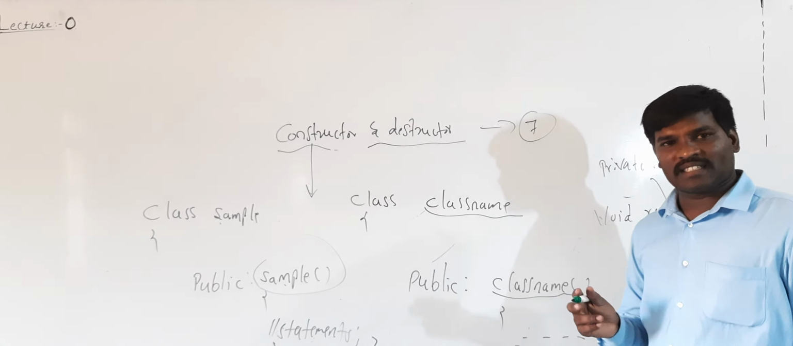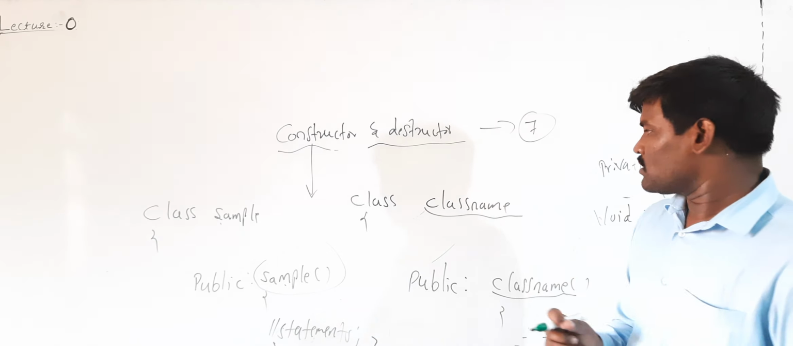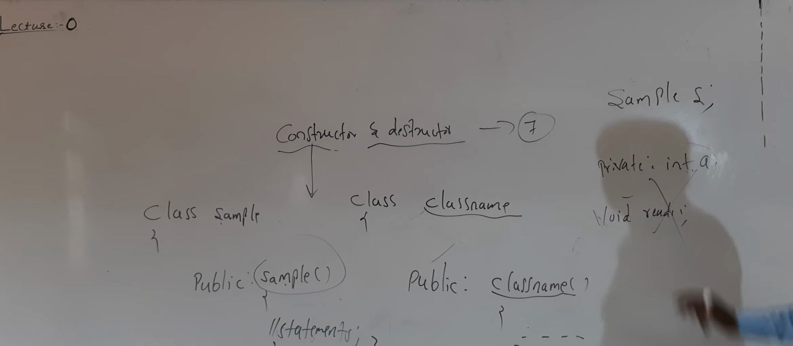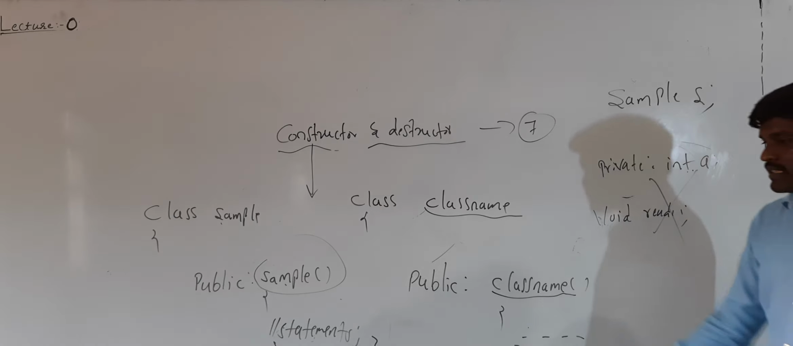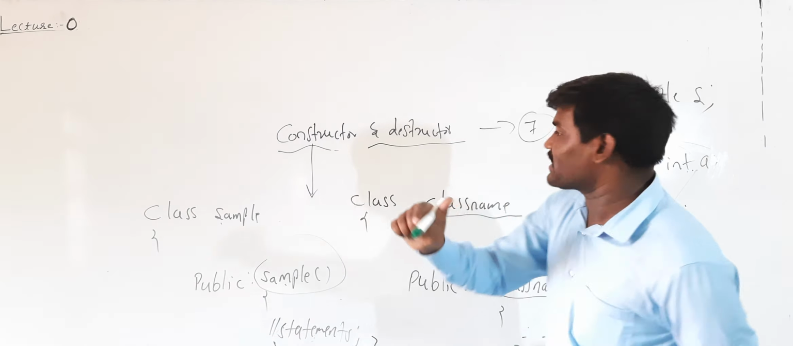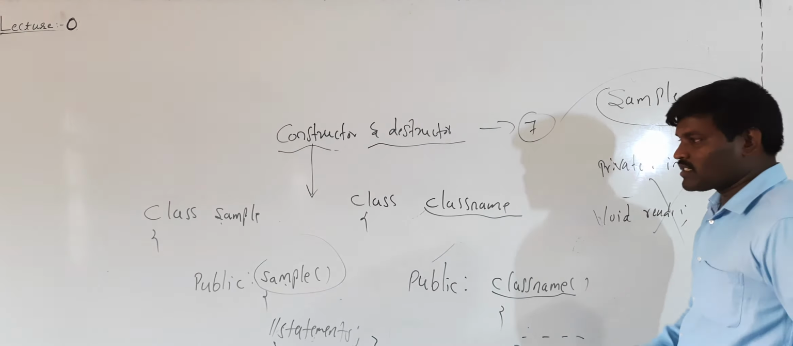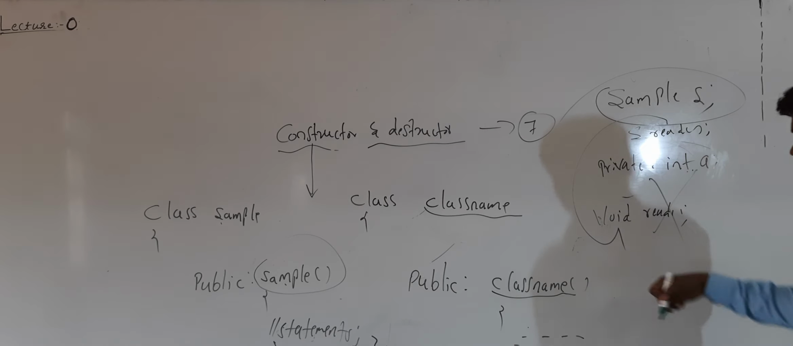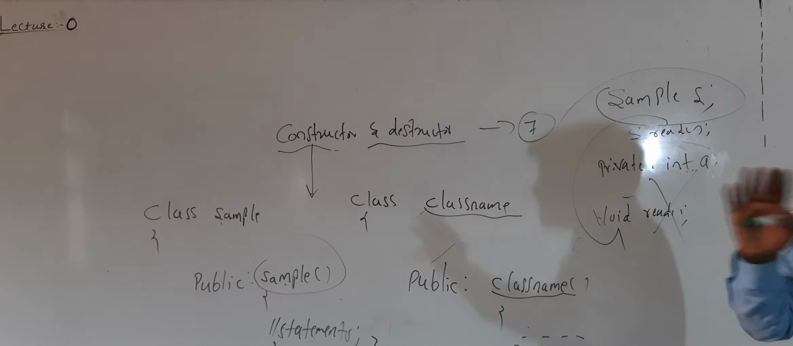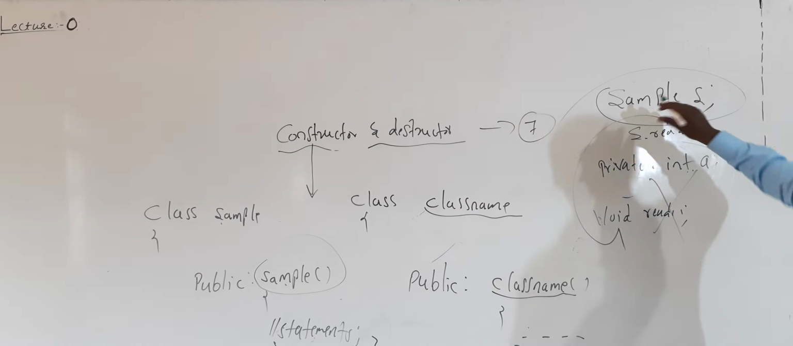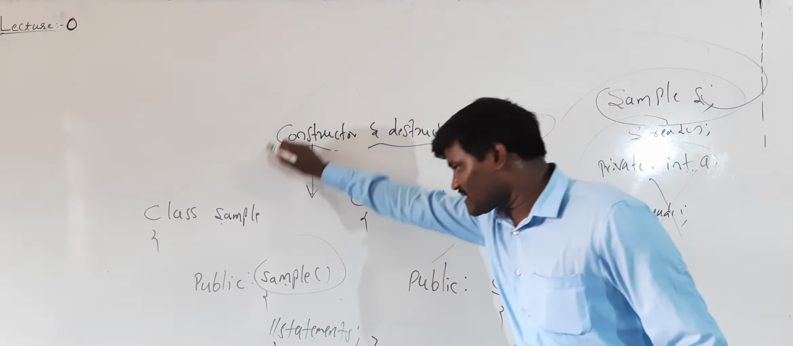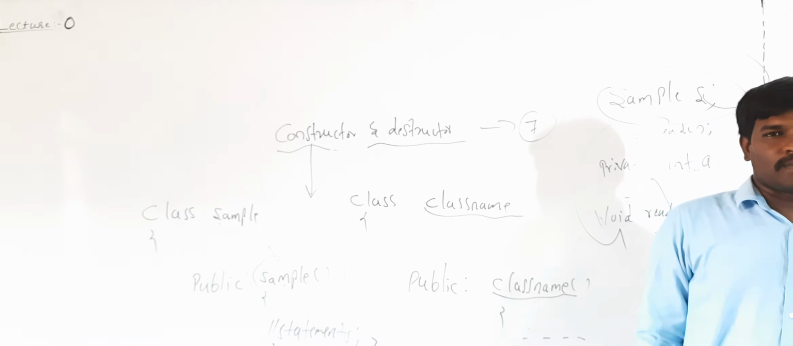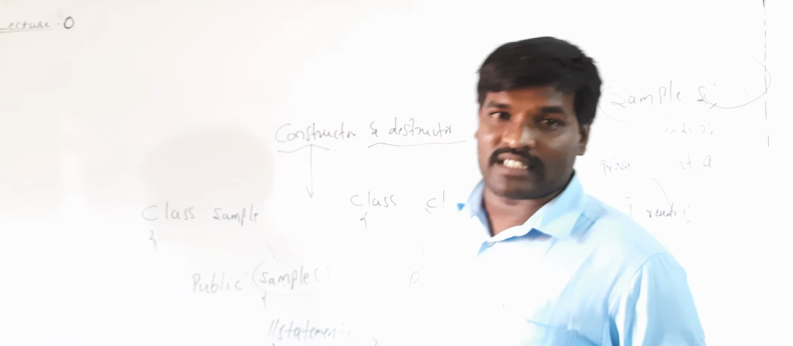And another main important point is how to create an object. For example, sample S. Here sample S means creation of object. The constructors are called automatically when the object is created. Suppose if I mention s dot read, it will call the read function. In the same way, constructors cannot be called manually. If you create the object, automatically the constructor will be called and it will execute the statements. That is also one major and important characteristic.